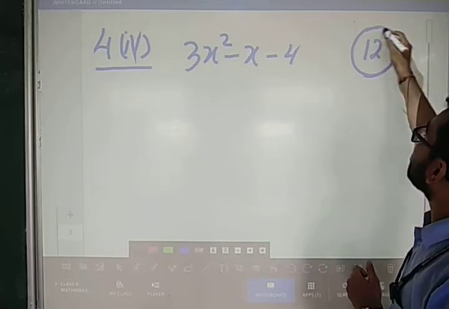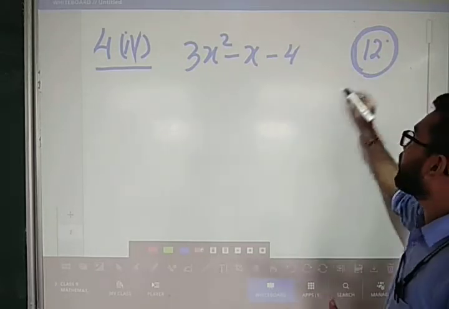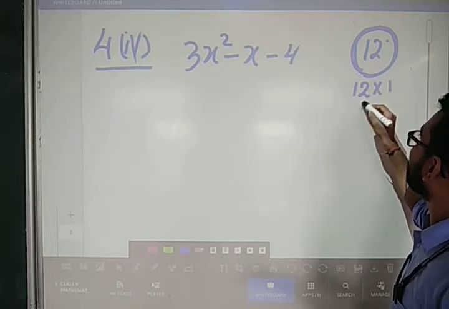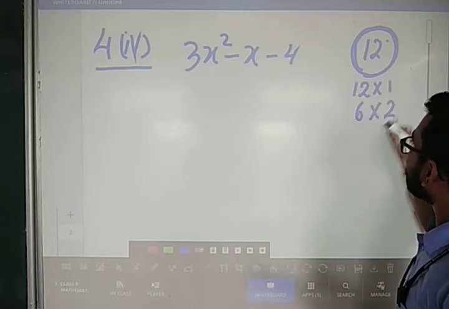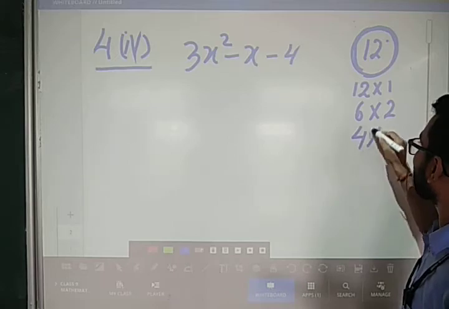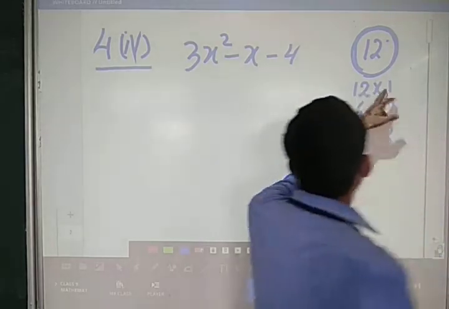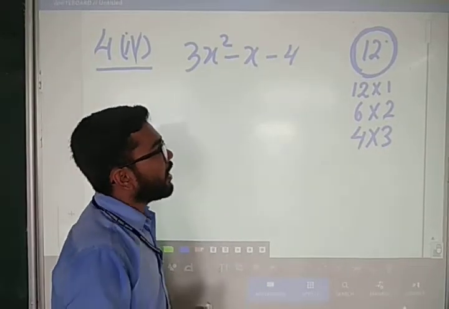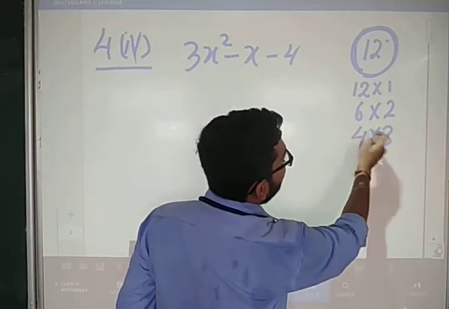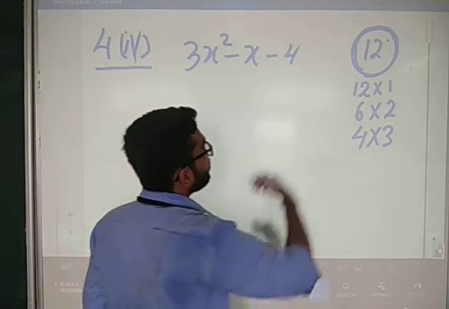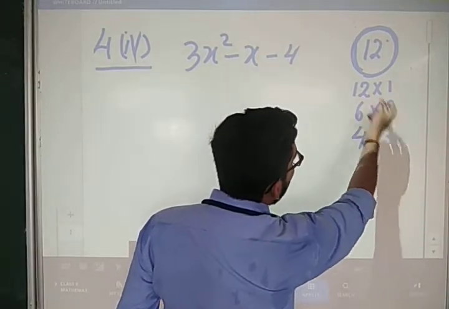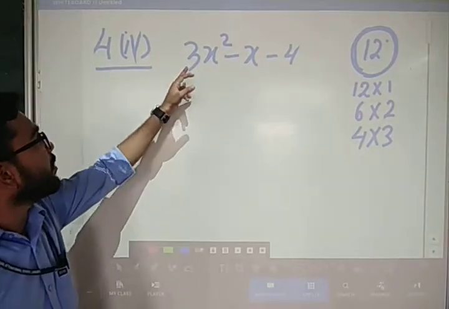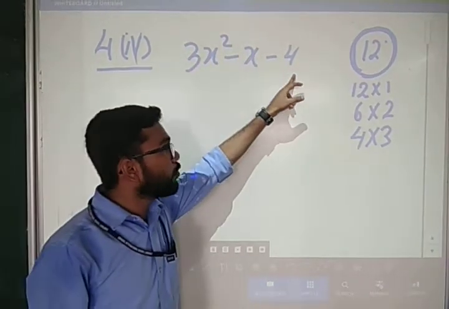So what you will do? 12 can be written like 12 into 1. It can also be written like 6 into 2. It can also be written like 4 into 3. It will be written like 1 into 12, 2 into 6 and 3 into 4. The result will be the same. It may be written like minus 4 into minus 3, or minus 6 into minus 2. But what you are observing is, when you multiply 3 and 4, you will get 12.